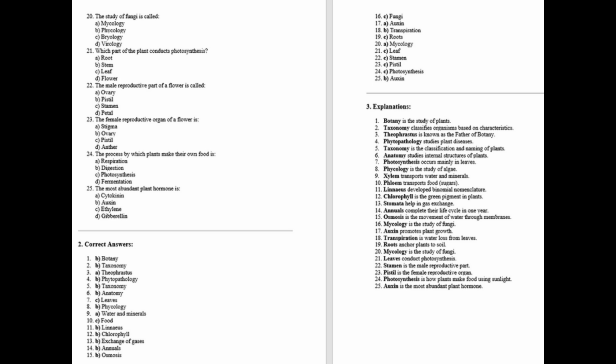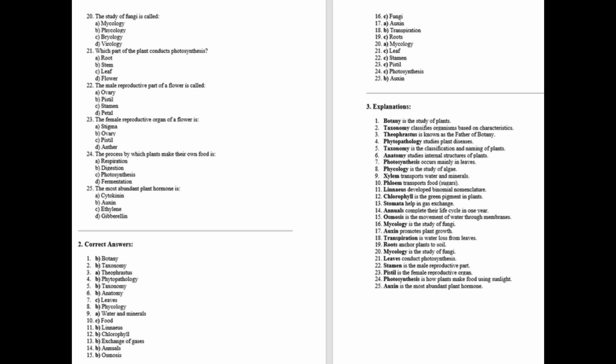Correct answers. B. Botany, B. Taxonomy, B. Theophrastus, B. Phytopathology, B. Taxonomy, B. Anatomy, C. Leaves, B. Phycology, A. Water and minerals, C. Food, B. Linnaeus, B. Chlorophyll, B. Exchange of gases, B. Annuals, B. Osmosis, C. Fungi, A. Auxin, B. Transpiration, C. Roots, C. Leaf, C. Stamen, C. Pistil, C. Photosynthesis, B. Auxin.